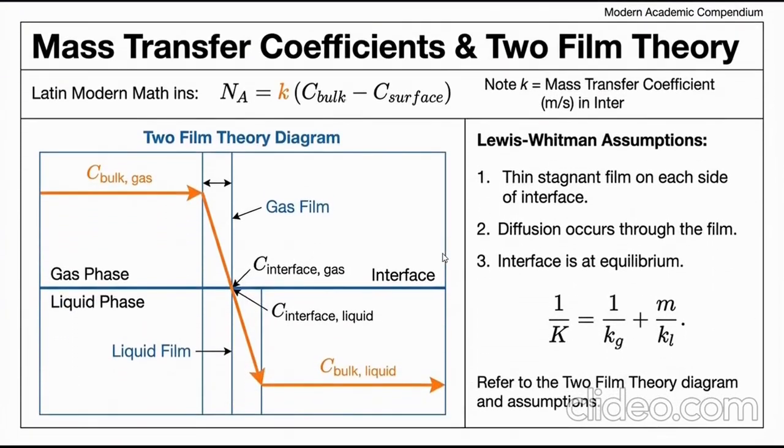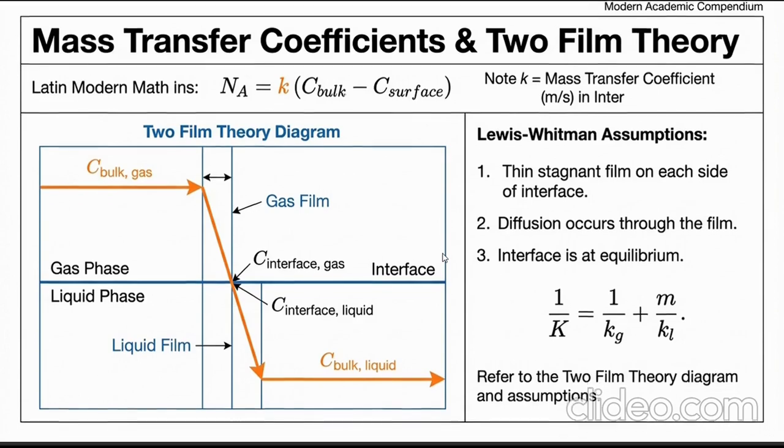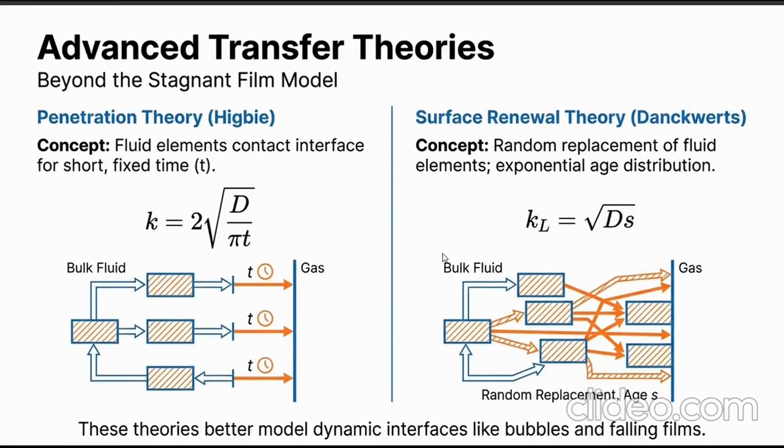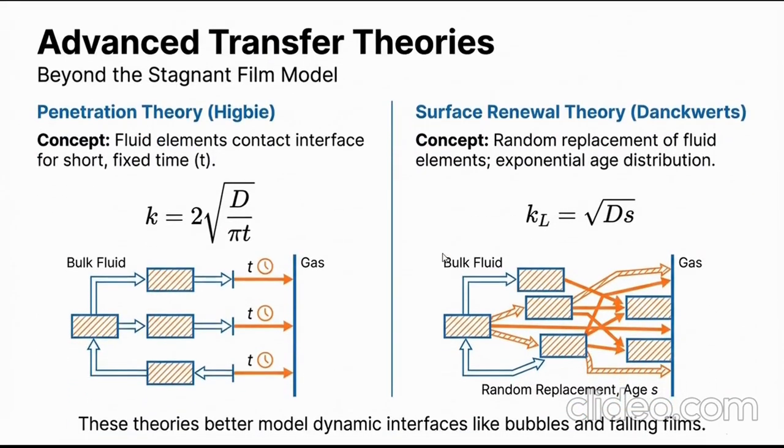The two-film theory assumes a thin stagnant film on both sides of an interface. We use mass transfer coefficient to calculate how fast a solute jumps from gas phase into the liquid phase. Advanced transfer theories. Traditional film theory is a bit static. Higbie's penetration theory and Danckwerts' surface renewal theory are more realistic. They account for fluid elements constantly being replaced at the interface, which is perfect for modeling bubbles or falling films.